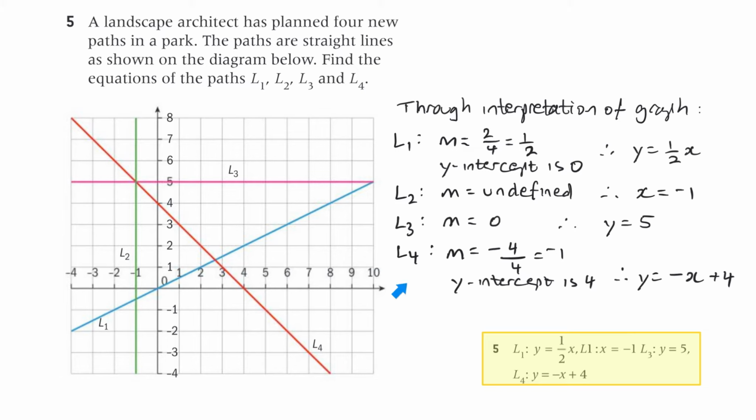It's got no slope. Line 4, now line 4 is negative here, so we expect a negative answer. So this is the rise, and it's minus 4, and the run is 4. So it's minus 4 over 4, which equals minus 1. The y-intercept is 4, we can see that clearly there. So y equals mx plus b becomes y equals minus x plus 4.